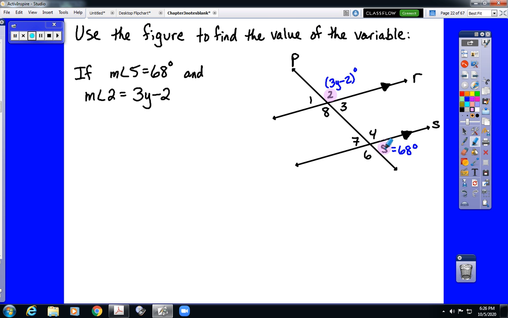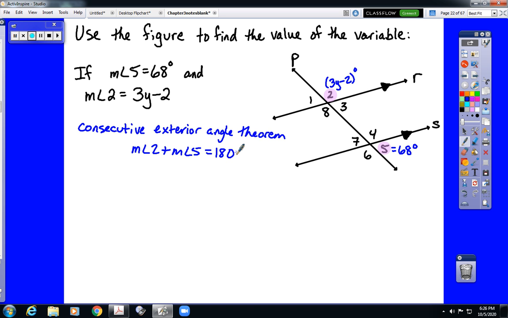Angles 2 and 5 are consecutive exterior angles, so the consecutive exterior angle theorem, I should say, says that those two angles, angle 2 and angle 5, are supplementary. So the measure of angle 2 plus the measure of angle 5 equals 180. So that'd be 3y minus 2 plus 68 equals 180.